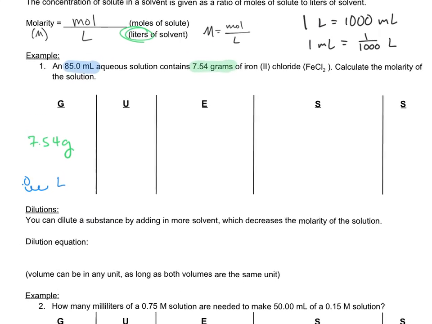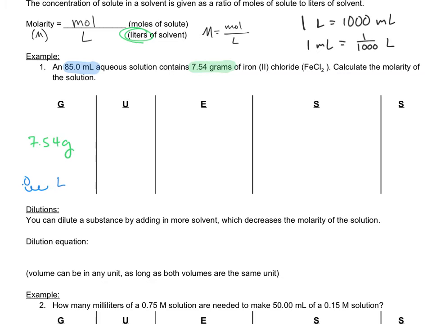And we said that 7.54 grams is equal to 0.0594 moles. All right, so now we've got liters and moles, which are the two things that our question asked for. And we are calculating the molarity. Calculate the molarity. All right, so that's going to be a capital M.